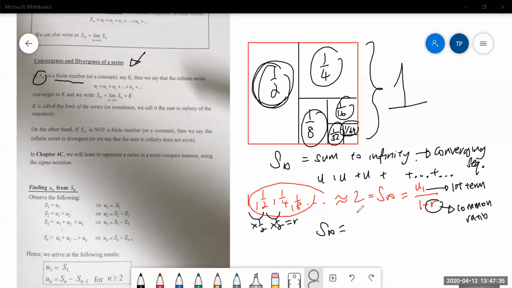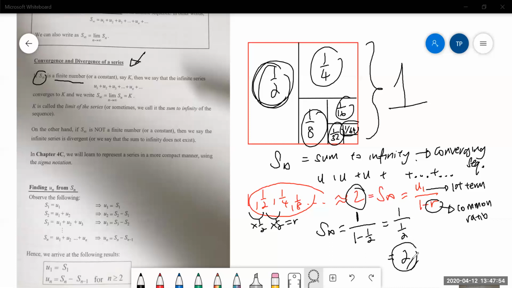So U1 is 1, that's the first term. Then after that, 1 minus the common ratio, which is half. So you get 1 over 1 minus half, which is 1 over half. What is 1 divided by half? Just 2. Nice.